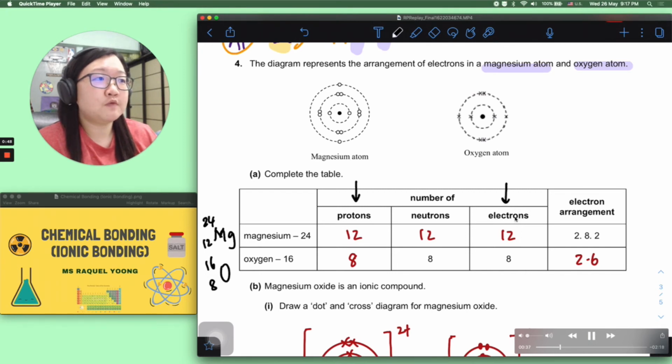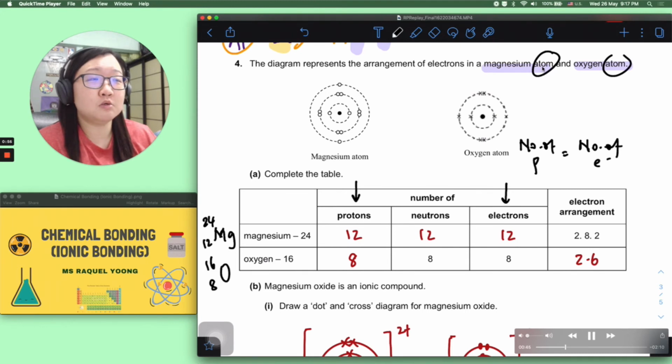Then for the number of electrons, immediately you'll be able to know the answer is exactly the same number, right? Because referring back to the question, you know that this is talking about atoms. So our first relationship holds true here: number of protons equals number of electrons. Neutrons, on the other hand, we use the second relationship. So we take the bigger number minus the smaller number. That's how we get the number of neutrons for the atoms.